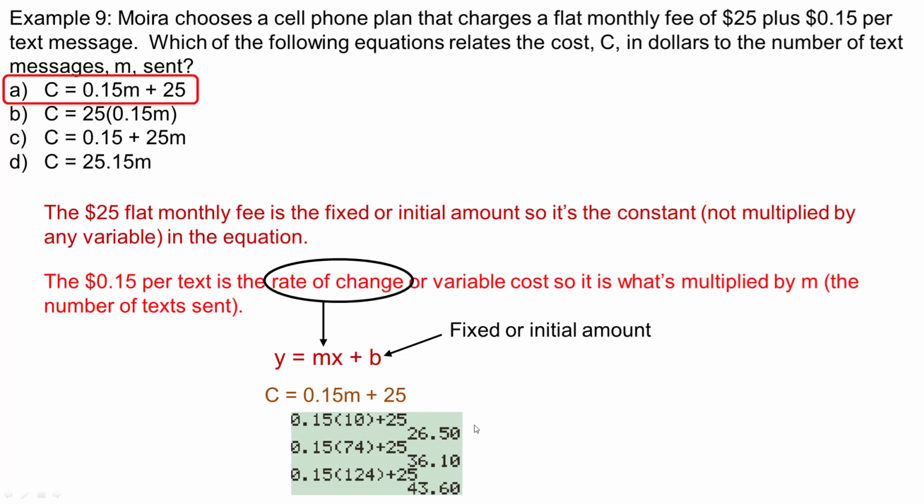If I calculated the cost for 10, 74, and 124 text messages: if you want to know the cost for 10 text messages, you would go 10 times 15 cents plus 25. That's $26.50. If she sent 74 text messages in a month, you would go 74 times 15 cents plus 25. And if she instead sent 124, you go 124 times 15 cents plus 25. So notice this has the same format as that equation: 0.15 times the number of text messages plus 25.